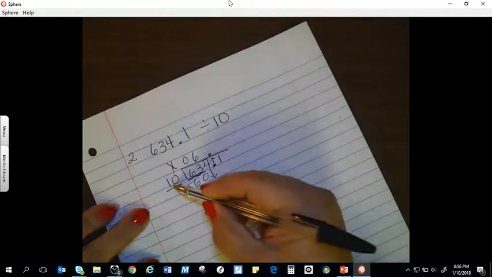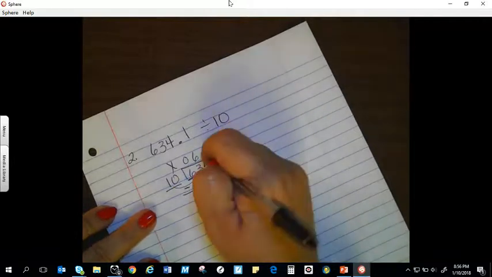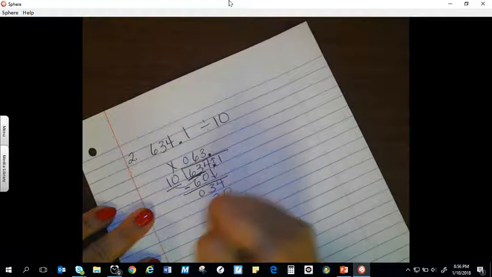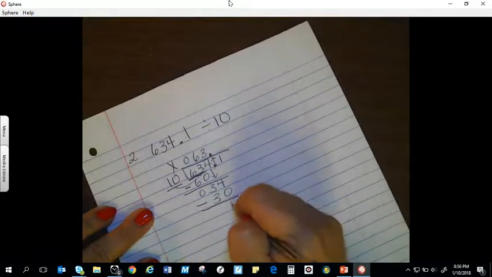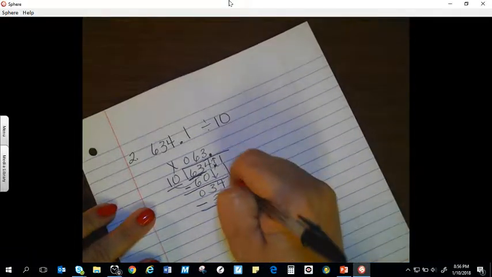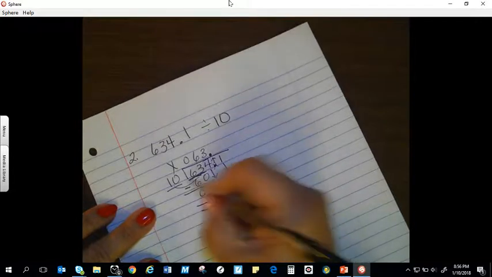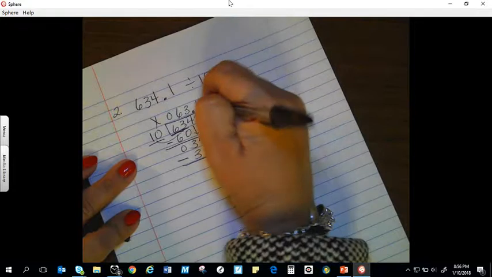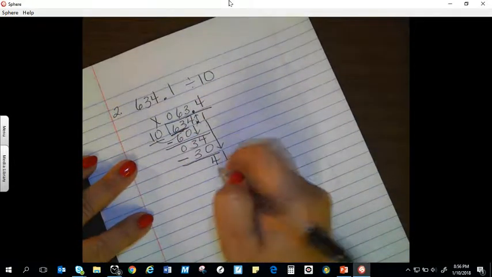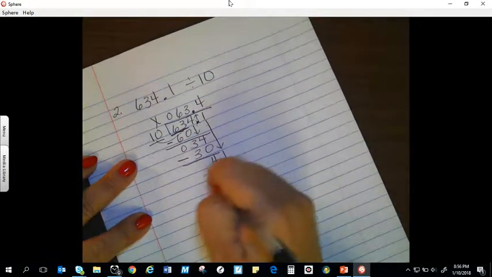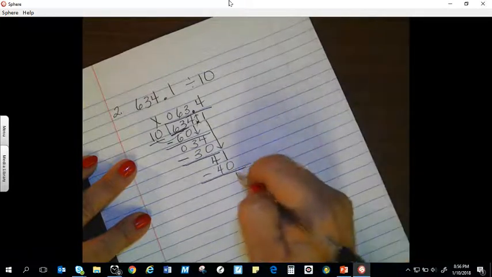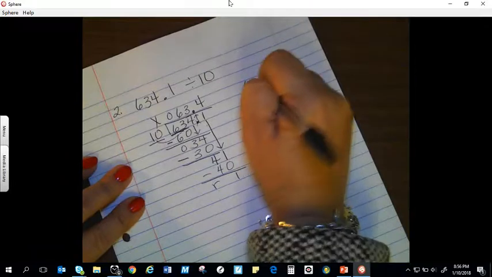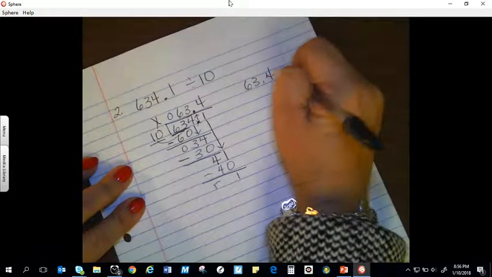So how many groups of 10 go into 34? Well, 3, because 10 times 3 is 30. I'm going to subtract out again. Leaves me with 4. Now I'm going to bring down my 1. How many groups of 10 go into 41? The answer is 4. 10 times 4 is 40. Subtract out again, and now my remainder is 1. So my answer is 63 and 4/10 with a remainder of 1.